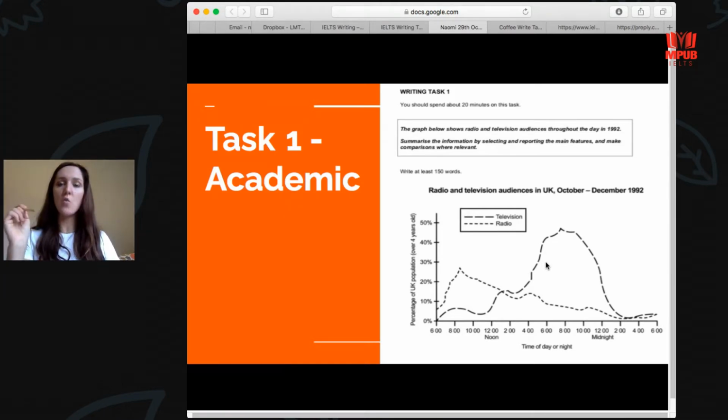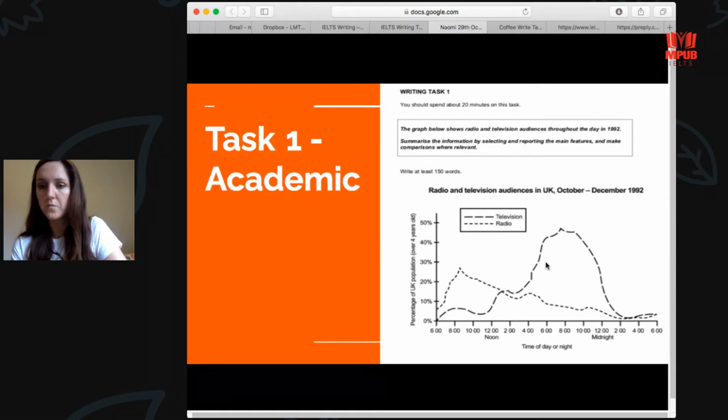So I can already start writing on the graph, maybe TV audiences start to increase at a slow rate from 6 p.m. and peak viewing time is at 8 p.m. I can write those notes. Peak just means the highest level in the day. Yeah, peak viewing times at 8 p.m.